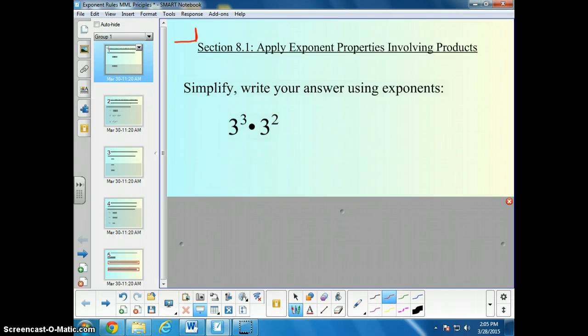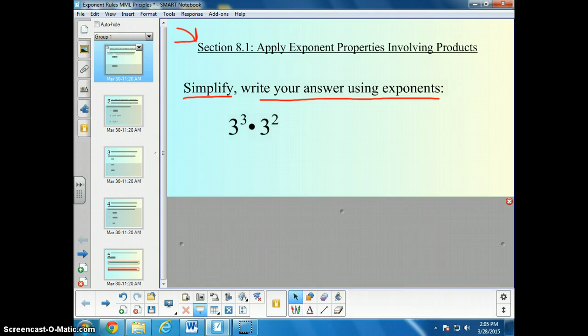Today's lesson is on section 8.1, apply exponent properties involving products. We've learned about powers and exponents already this year, a certain type of expression that has repeated multiplication. And sometimes the answer doesn't necessarily want us to evaluate and find some big number for it. It just wants us to simplify the problem and write our answer using exponents. This is what directions might say today.